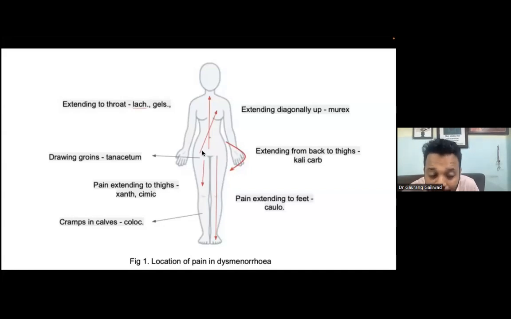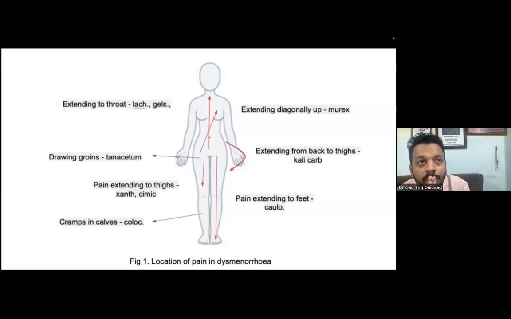With this dysmenorrhea, when there are cramps in the calves, the remedy is colocynth. When the pain in the dysmenorrhea goes from the pelvis right till the feet, the remedy is caulophyllum. See, this is a pictorial representation of materia medica. I always wanted to prepare this. I felt that different people have different memories.